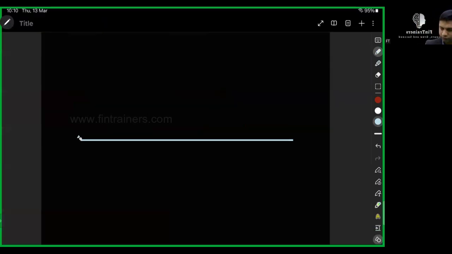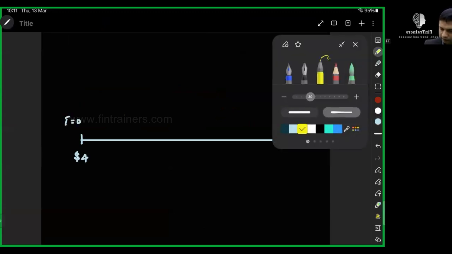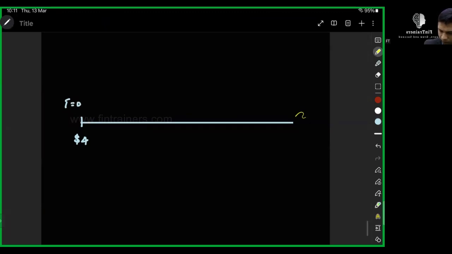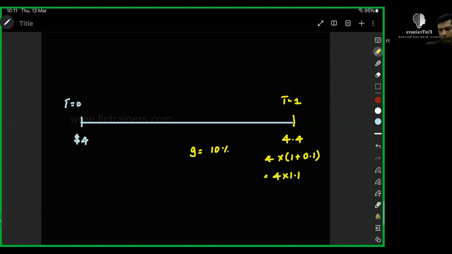Okay, so my dividend, we said, is $4 previously. So that is the dividend today at T equal to 0. Now, what is the dividend one year from now, T equal to 1, if my growth rate is 10%? It is going to be 4.4. So how did you calculate it? 4 into 1 plus 0.1, 10%, right? So 4 into 1.1, which is 4.4.